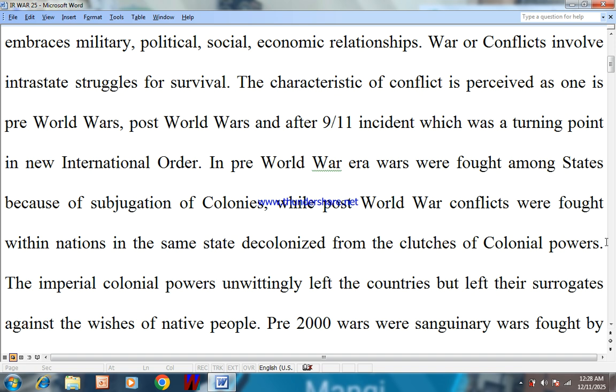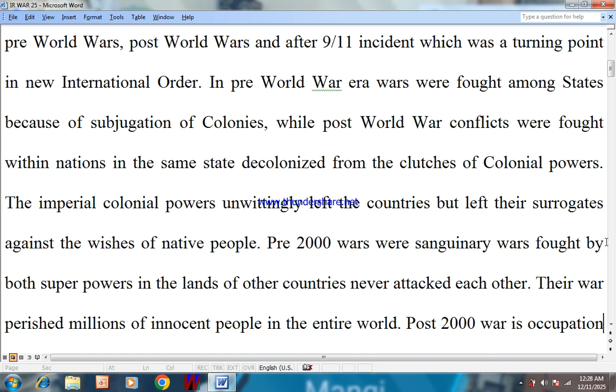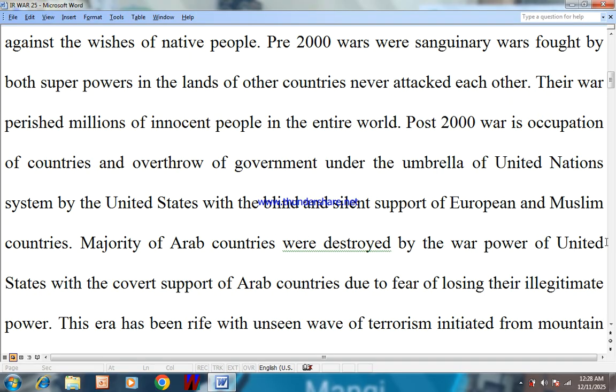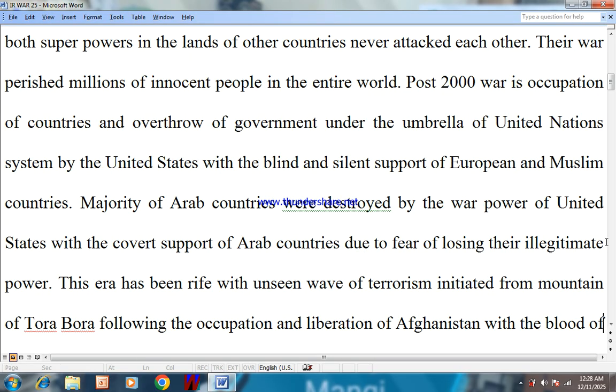Pre-2000 wars were sanguinary wars fought by both superpowers in the lands of other countries. They never attacked each other. Their wars perished millions of innocent people in the entire world.